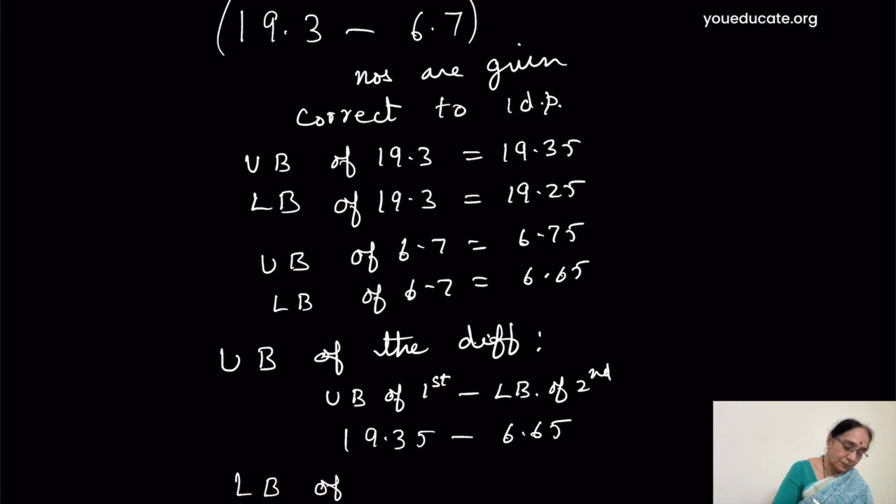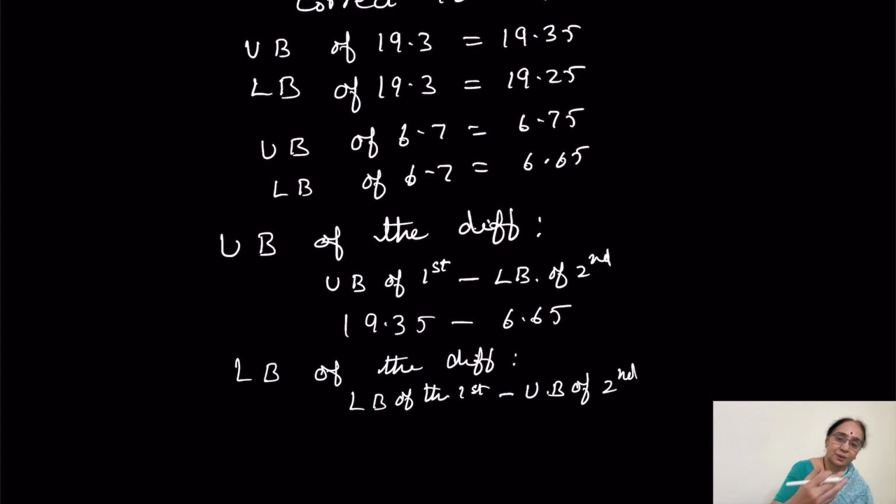And the lower bound of the difference will be the lower bound of the first minus the upper bound of the second. It will be the reverse of what you did for the upper bound. So from the smaller one, the lower bound, you are taking away the upper bound. So you get this least possible difference. So what is the lower bound of the first number? 19.25 minus the upper bound of the second number, 6.75, which you can easily calculate.